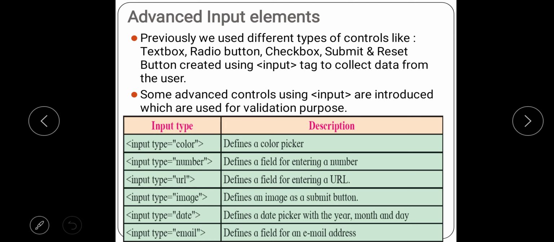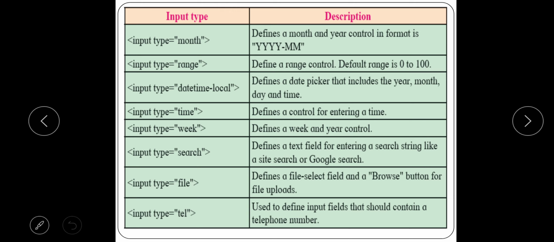You can see input type equal to color, input type equal to number, input type equal to URL, input type equal to image, date, email. Then next are month and range. We will all see this in detail in the coming slides. Let us not waste time. We'll move to the next slide where all the details are given.